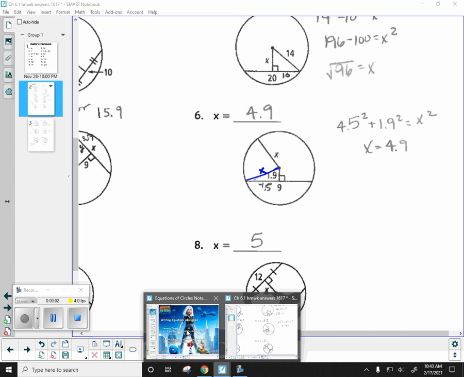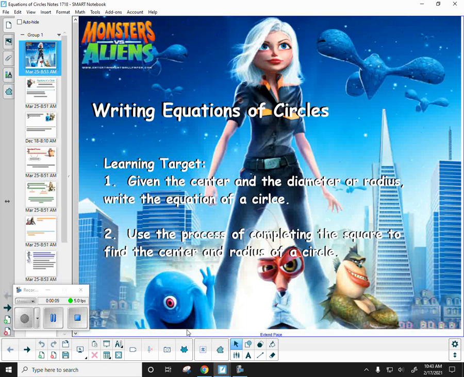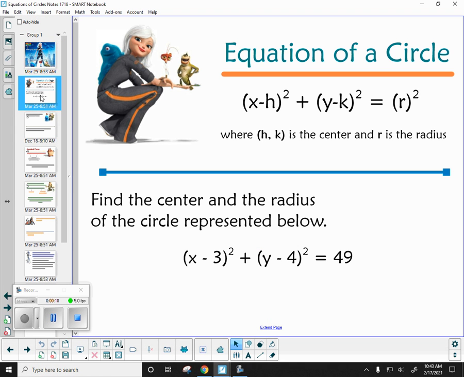Today we're going to talk about equations of circles. If we were to graph the circle on the coordinate plane, we want to come up with the equation of the circle. We're going to do it a couple of different ways. First of all, the equation of the circle is written like this: the quantity of x minus h squared plus y minus k squared equals the radius squared.